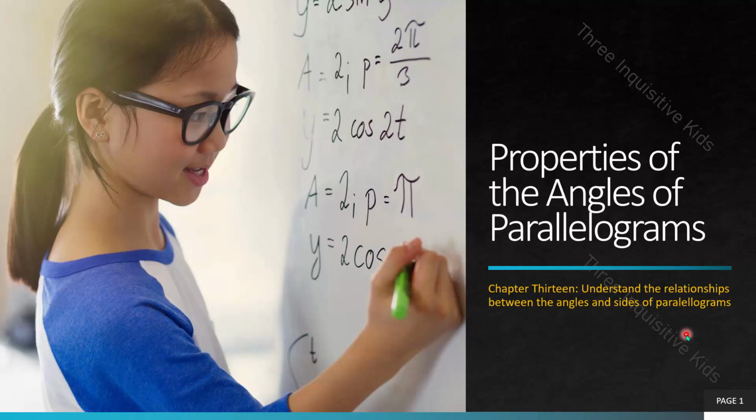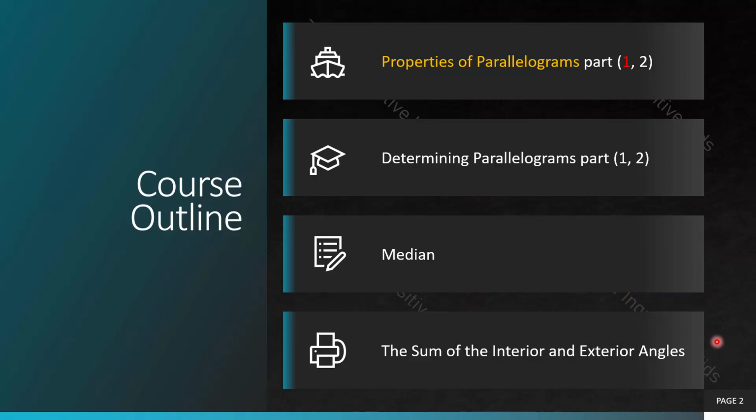In this lesson, we are going to be continuing our 8th grade math course with Chapter 13, all about parallelograms. So this will be a more geometrically centered topic. Today we're going to be looking at the properties of the angles of parallelograms. This is part 1 of our lesson, properties of parallelograms.